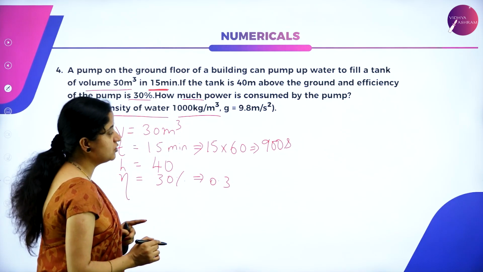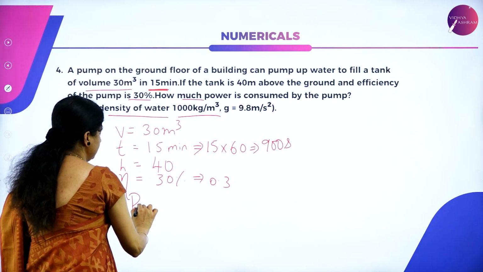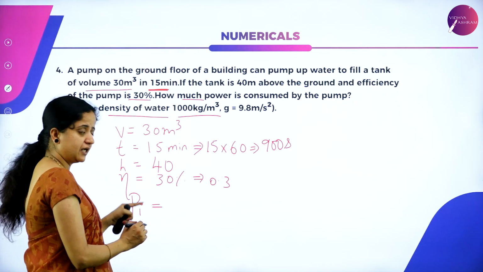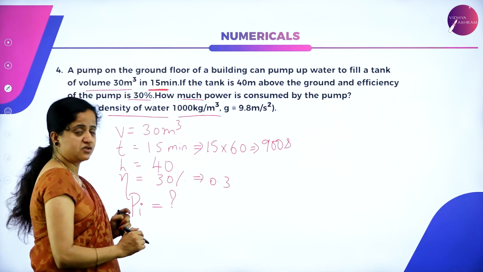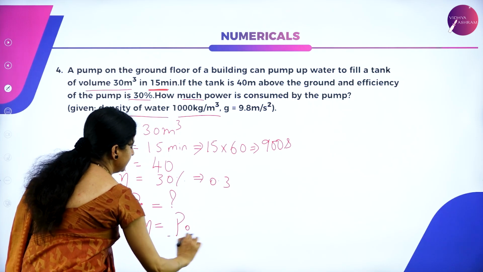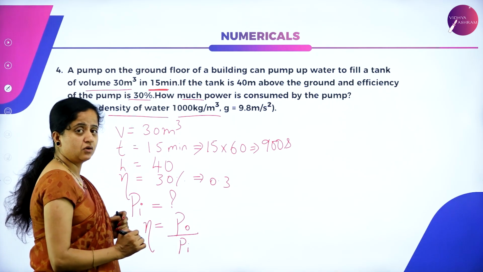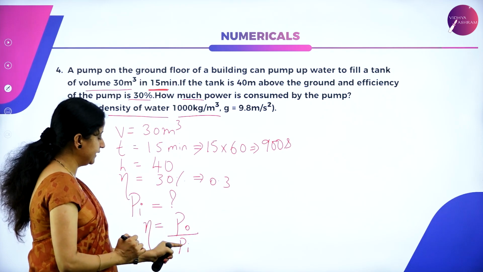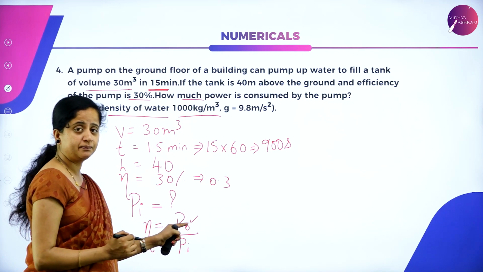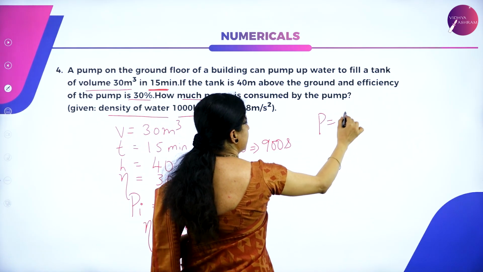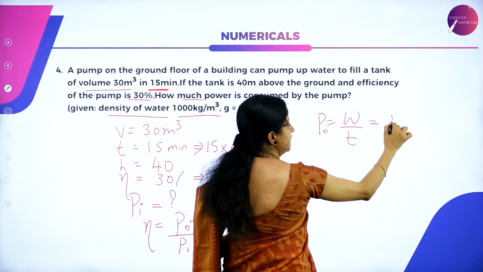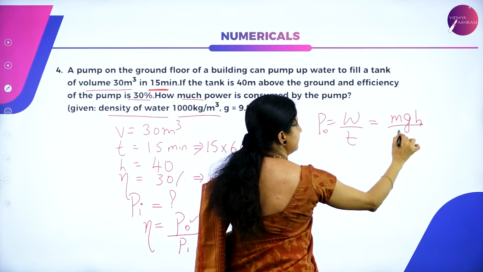What is the power consumed by the pump? That is, we have to calculate the power input. To calculate this, we can make use of the formula: efficiency is always output power divided by input power. We have to calculate the input power value. We know only the value of efficiency, so we need to check what the output power is. That can be calculated as work done divided by time. How is the work done calculated? Work done is calculated by the formula mgh, so power is mgh divided by T.